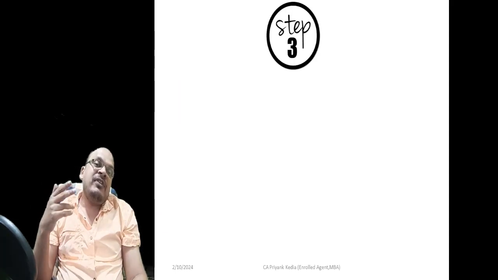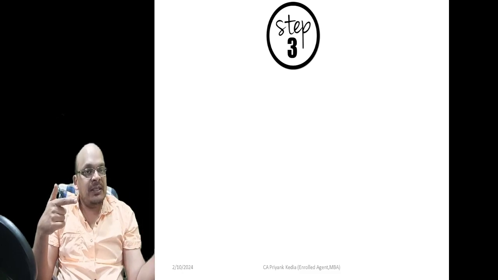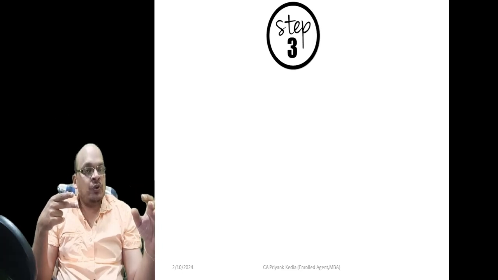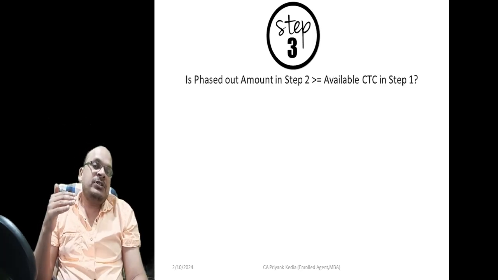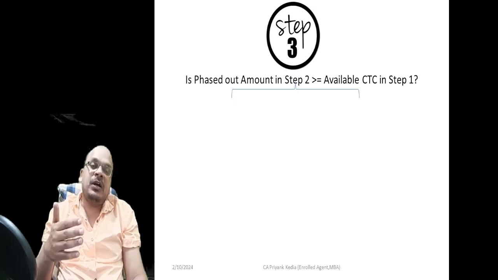Now, what we have done is, in step one, we first found out the maximum child tax credit available to the taxpayer depending upon the eligible children he has. In the second step, we have talked about the phase out amount. So we'll find out the net maximum available credit to the taxpayer. In step three, what we do is we compare, we see whether the phase out amount is more than the available child tax credit in part one.